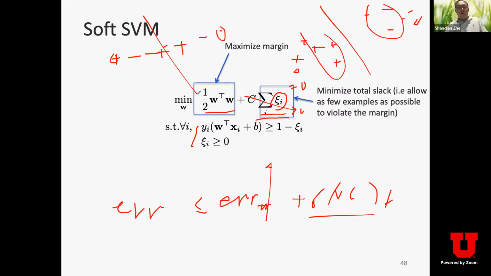I'm not saying that if your examples break into the margin, they must all be wrongly classified. It's not that case, but it can indeed increase the training error significantly. And we want the flexibility to tune that. You want as many examples to be excluded so that you can maximize the margin, but at the same time, because of breaking into this margin, you don't want the increase of the training error to be too much. That's why in our design of the objective function, you want some trade-off. And this trade-off is also reflected by this hyperparameter C.